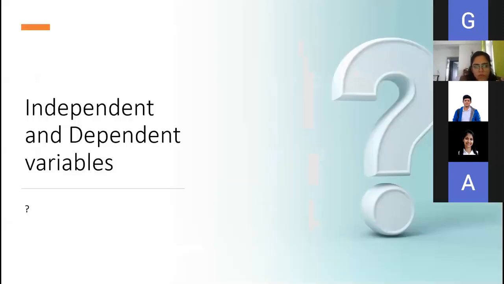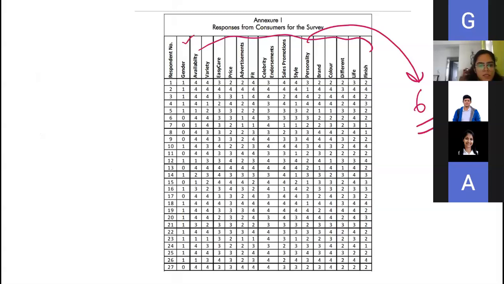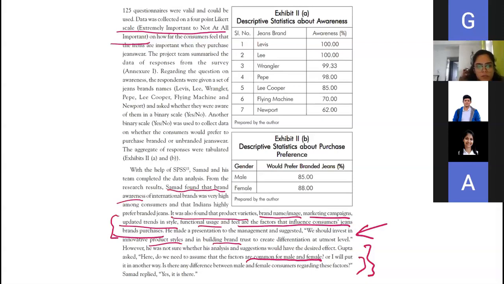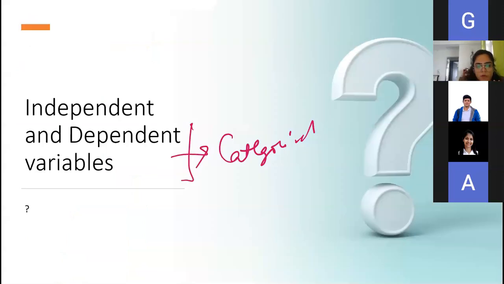The first thing that we have to do is, what are my independent variables and what are my dependent variables? Can you tell me what are my independent variables and what are my dependent variables? Remember, in discriminant analysis, what is our dependent variable? Categorical. Categorical, yes. And see this data, see this factor data, and can you tell me now, in this question, what is the dependent variable and what is the independent variable?